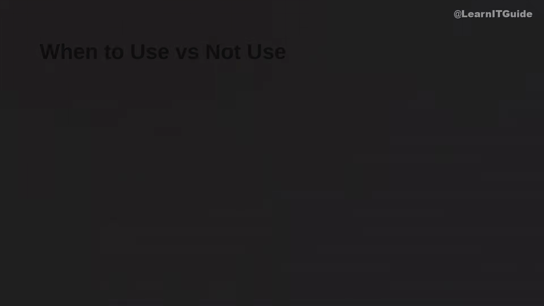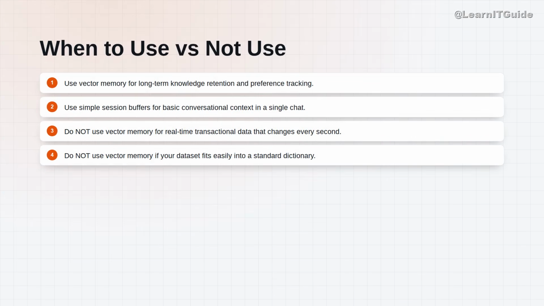So when should you use this? Use vector memory for long-term knowledge retention and tracking user preferences over time. For basic short conversations, stick to a simple session buffer in memory. However, do not use vector memory for real-time transactional data that changes constantly, as the index update overhead is too high. Also, if your dataset is small enough to fit in a simple dictionary, you are just over-engineering the solution. Use these criteria to decide if this tool is right for your situation.